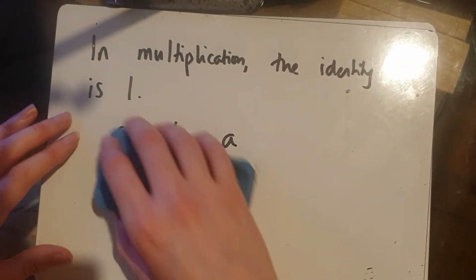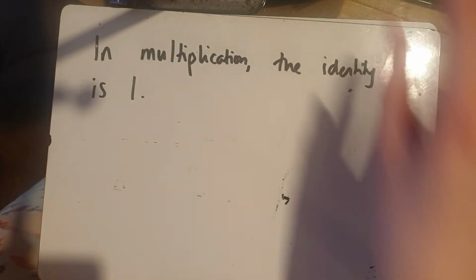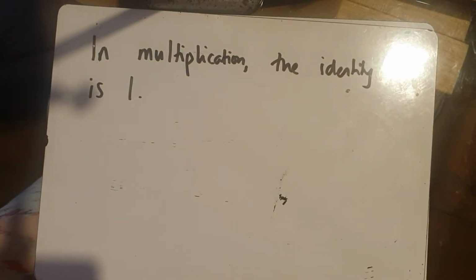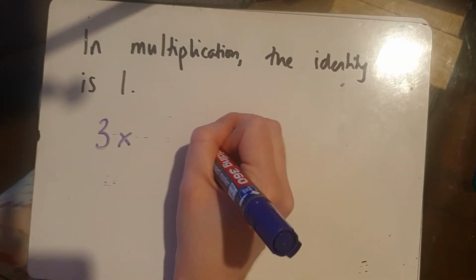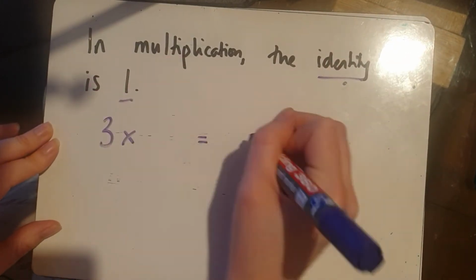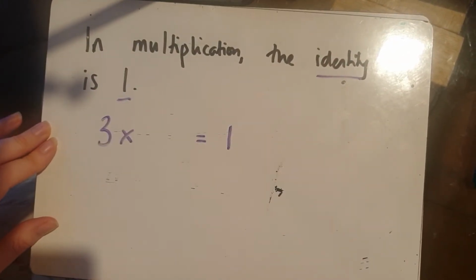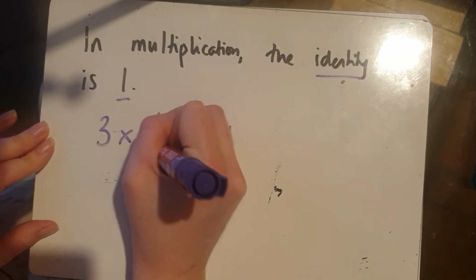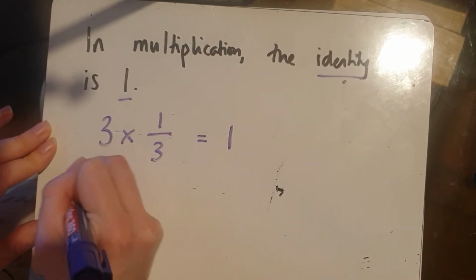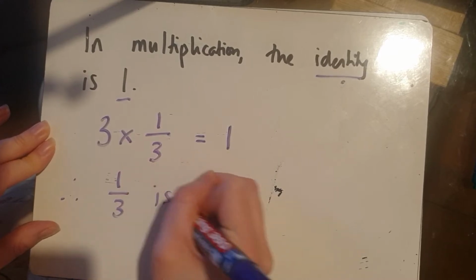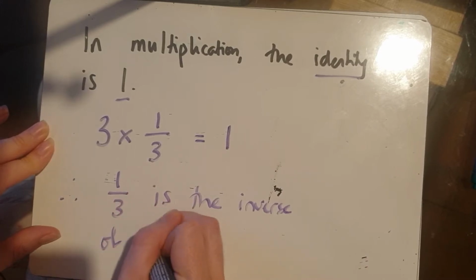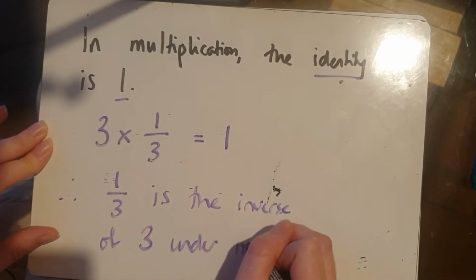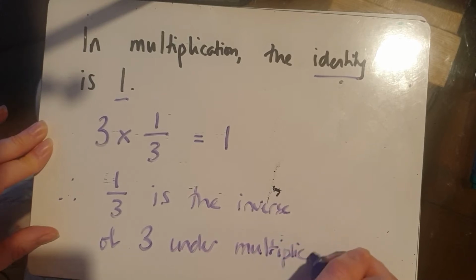What about under multiplication? Let's use the same number. Let's use 3. So I need 3 times something, which takes it back to the identity, which is 1. So I need to multiply it by 1/3. Therefore, 1/3 is the inverse of 3 under multiplication.